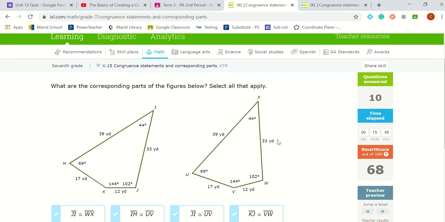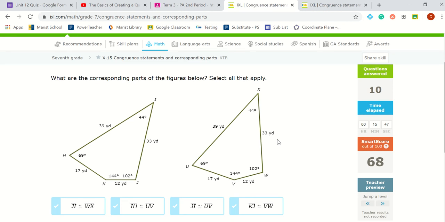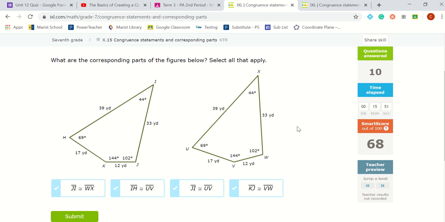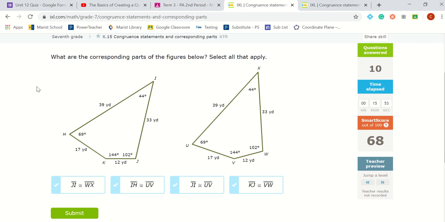All right. What are the corresponding parts of the figures below? Select all that apply. Again, these are congruent figures. Congruent figures, corresponding parts are congruent to each other. That includes the sides and the angles. Corresponding sides are congruent. Corresponding angles are congruent as well.